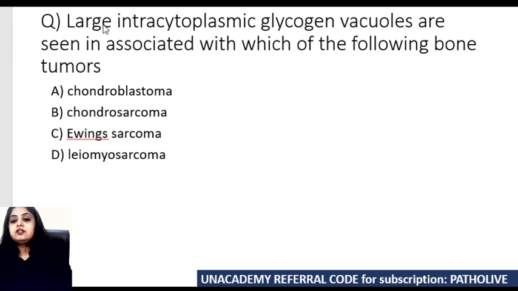Large intracytoplasmic glycogen vacuoles are seen in which of the following bone tumors? So all bone tumors are mentioned over here, and we need to analyze which of the following can show me large glycogen vacuoles. The answer to this question is Ewing's sarcoma. First and foremost, whenever I say Ewing sarcoma, what all questions can come to my mind?